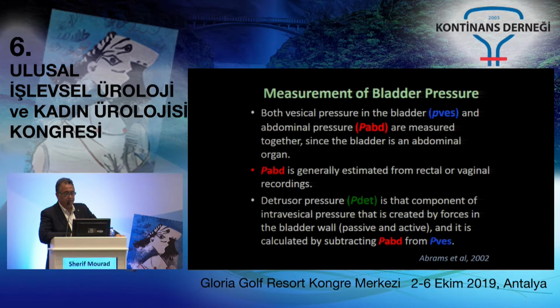Both vesical pressure in the bladder, which is P vesical, and the P abdominal are measured together since the bladder is an abdominal organ. P abdominal is generally estimated from the rectal or vaginal recording. P det, or the detrusor pressure, is that component of intravesical pressure that is created by forces in the bladder wall, and it is calculated by subtracting abdominal from vesical pressure.